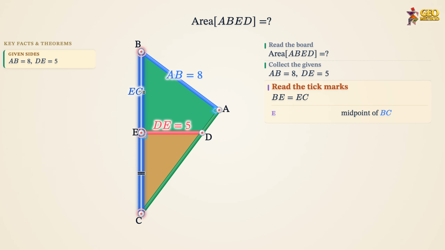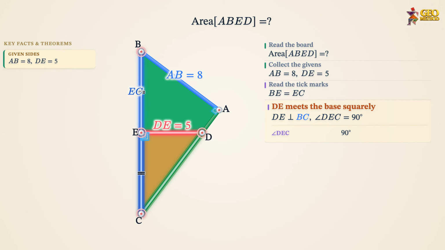The two tick marks on the base tell us segment BE equals segment EC, so E is the exact midpoint of segment BC. That means whatever length we call half, the full base segment BC will be twice it, a fact we will lean on when Pythagoras arrives.